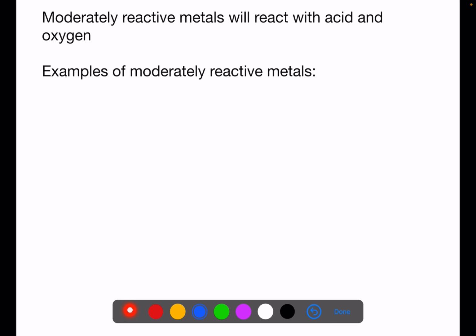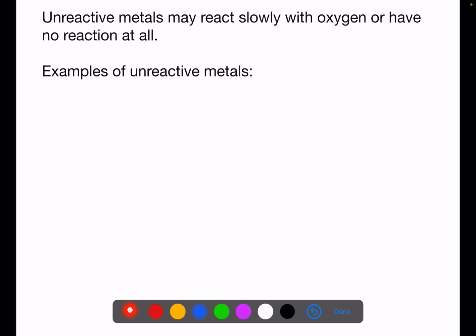Moderately reactive metals will react with acid and with oxygen, but perhaps not with water. Examples of moderately reactive metals would be something like magnesium. Magnesium would burn in oxygen to give a very bright white flame. Another moderately reactive metal would be iron. This rusts when in contact with water and oxygen. Unreactive metals might react slowly with oxygen or have no reaction at all. An unreactive metal would be something like copper, which is used for water pipes, or gold, which is used for jewellery.